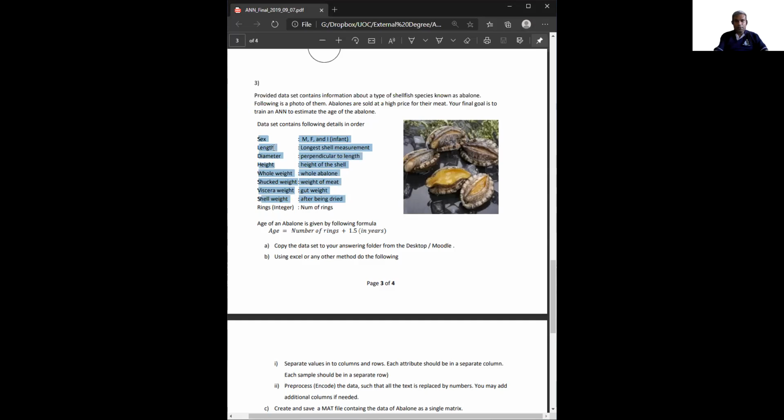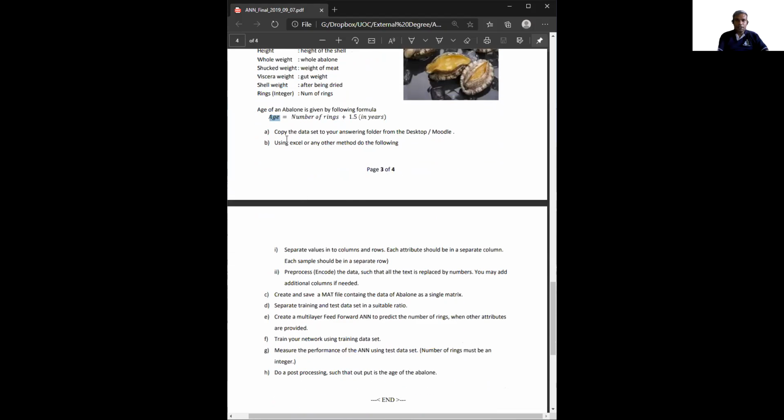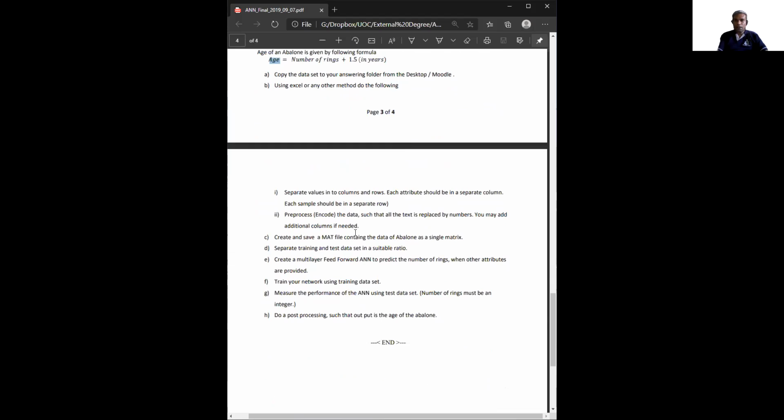So what the question basically says is, create a neural network so that when these details are provided, it estimates the number of rings or the age. That is the overall idea of the question. So the first part is to copy the data set to your answer and use Excel to do a bit of pre-processing. These are the things you need to do. You need to separate the columns and rows because it will be in a CSV file, if I remember, comma separated values. Then you need to process the data.